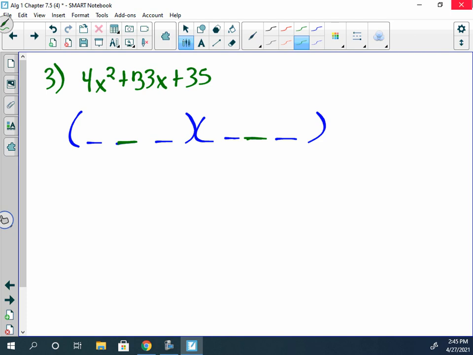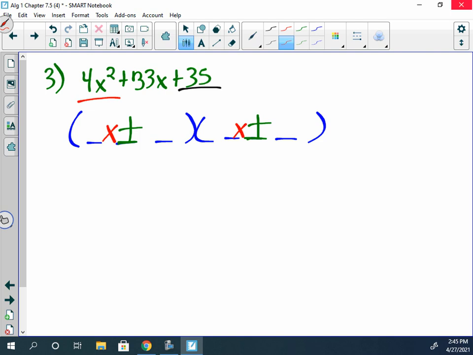So let's find the signs for these first. We look at the third term to see if it's positive or negative, and it is positive. So the signs are the same and they match the sign of the middle term, which is positive. So they are both positive. Now we need to find the factors of the first and third term. Well, what do I know? The factors of the first term have to be x and x, because that's the only way we get x squared, yes?